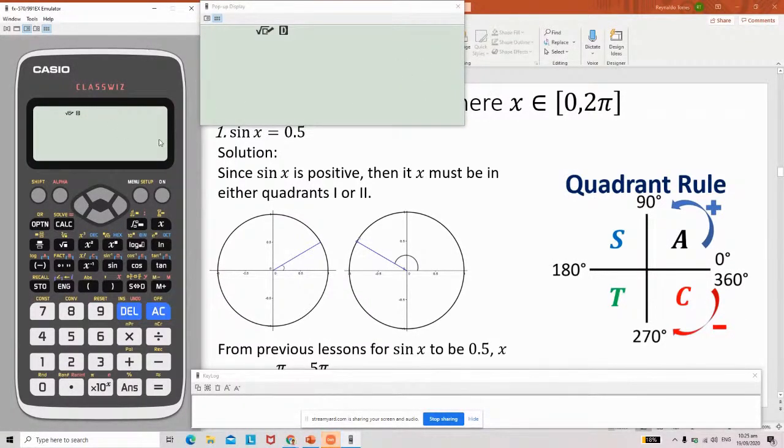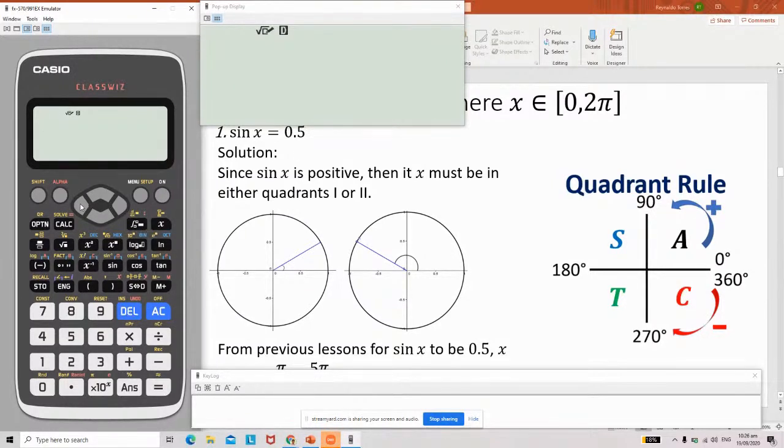Sir Lee discussed last week how to use inverse trigonometric functions. Inverse trigonometric functions are the yellow functions of sine, cosine, and tangent, so we need to press shift. All right, sin x is equal to 0.5. We need to get the inverse sine of both sides of the equation. The inverse sine of sin x leaves just x, from last week's discussion, and the inverse sine of 0.5.